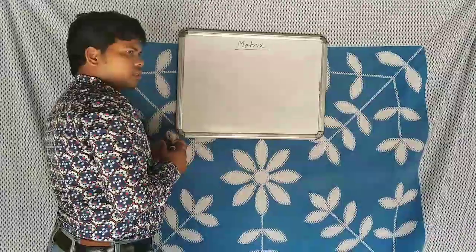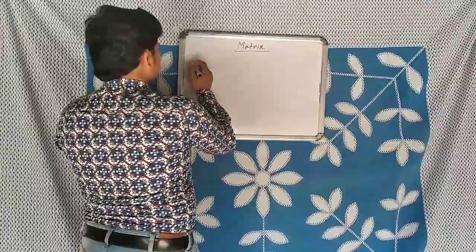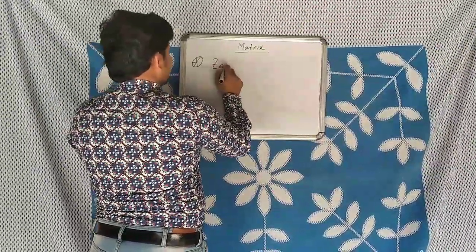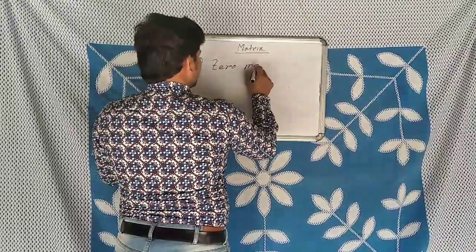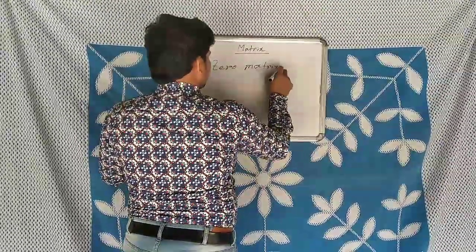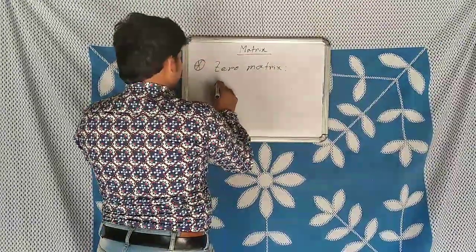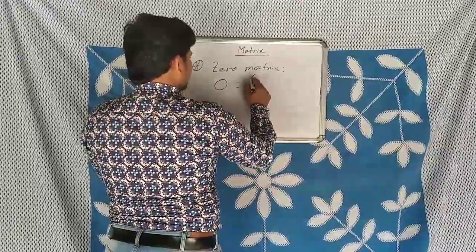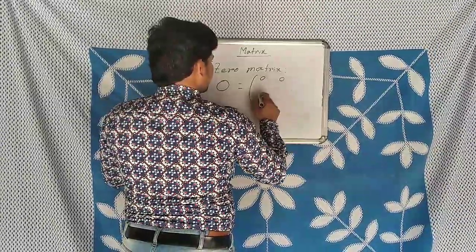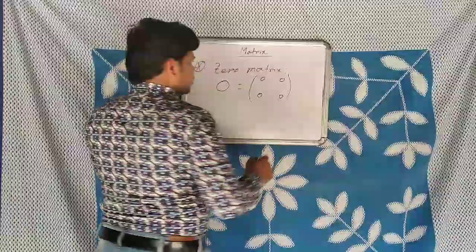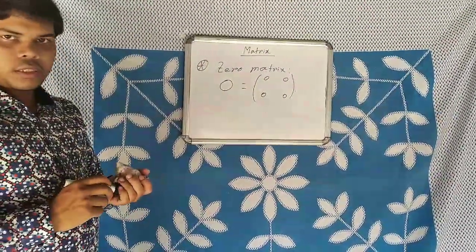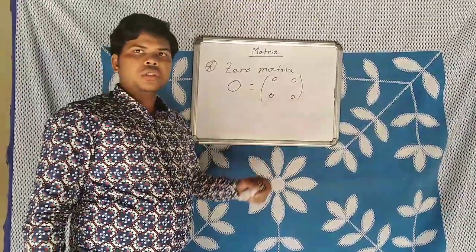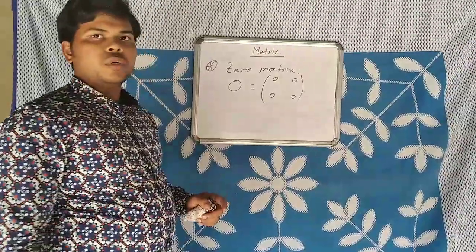Next, I will discuss zero matrix. What is zero matrix? Zero matrix is denoted by capital O. If all the elements of a matrix are zero, then this matrix is called zero matrix.